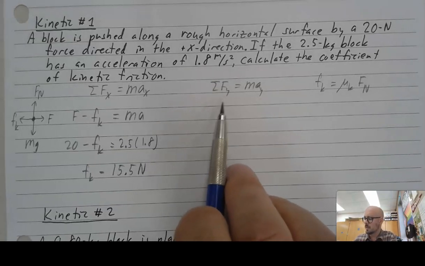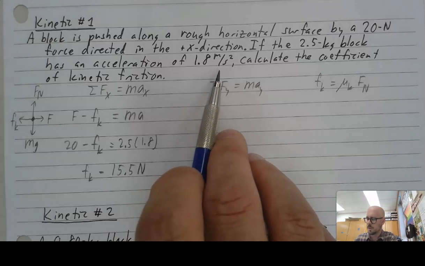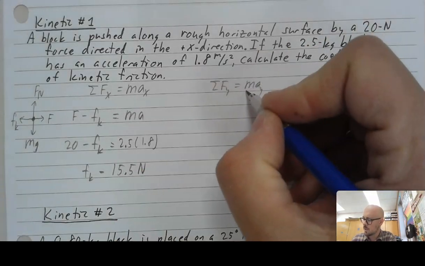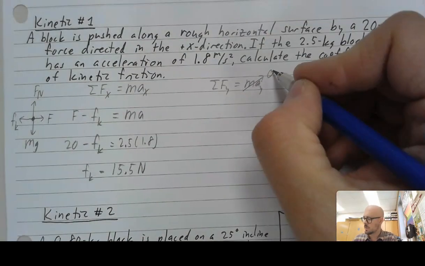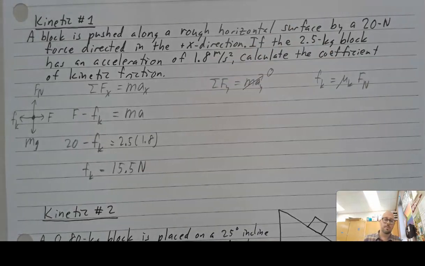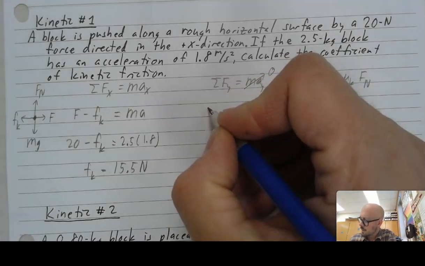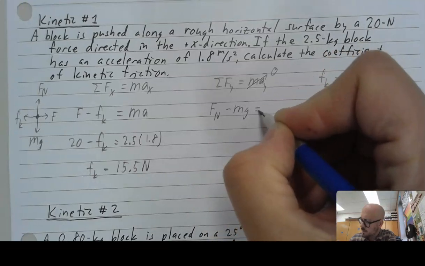Okay. In the y direction, well, if the acceleration is 1.8 meters per second squared in the positive x direction, then the net force in the y direction is going to be 0. Because once you establish the direction of acceleration, it makes the acceleration in the perpendicular axis 0. In other words, the block is not going to lift itself off the ground, or it's not going to burrow into the surface, and so there's no acceleration there. That means that the normal force minus the force of gravity is equal to 0.